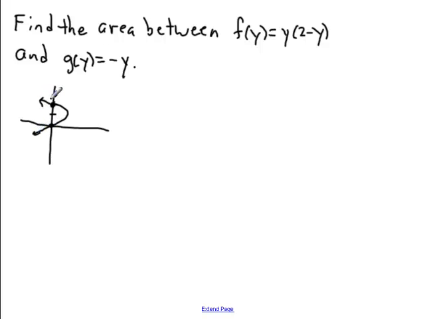Now, g of y equals minus y is a linear function. You can think of g of x as y, you can think of g of y as x. So this equation actually is nothing other than x equals negative y, or y equals negative x. And so this has a y-intercept of 0 and a slope of negative 1. And so this function looks something like this.